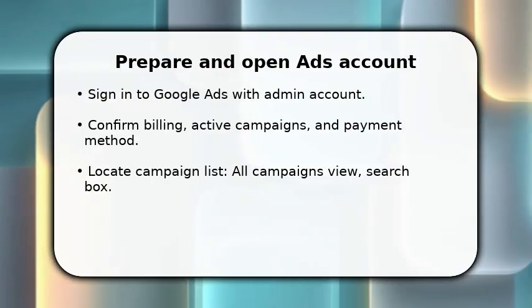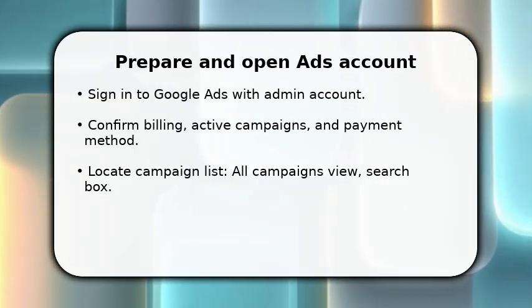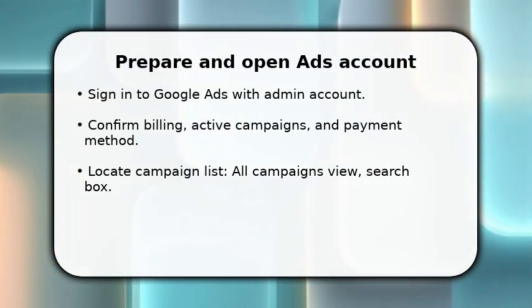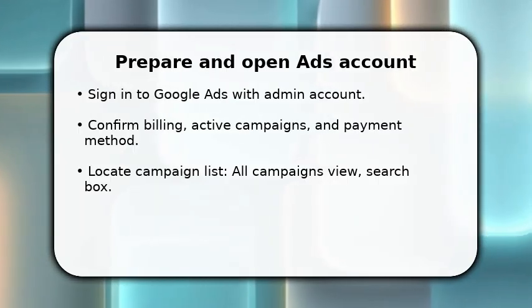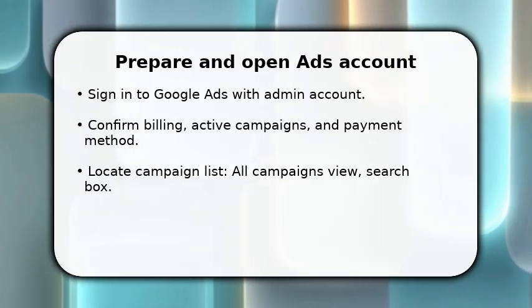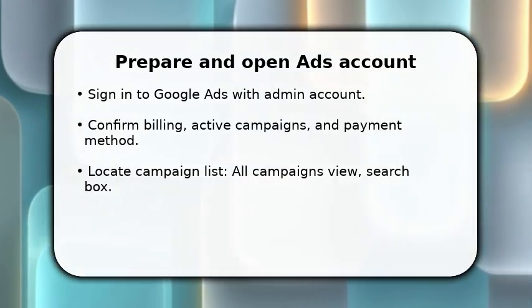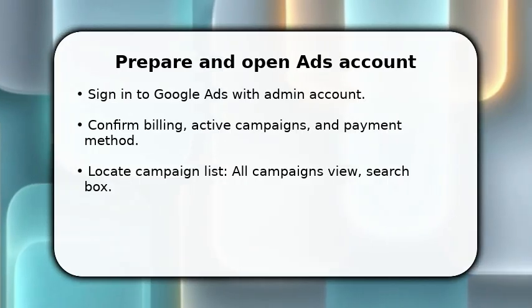You start by signing into Google Ads with the account that manages billing and campaigns. Once signed in, make sure billing is current and note which campaigns are active versus paused. Then open all campaigns and use the search or filters to find the exact campaign you intend to cancel. You do this now so that you won't accidentally affect other campaigns.